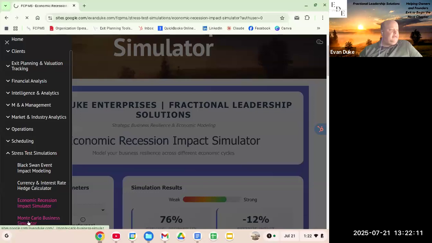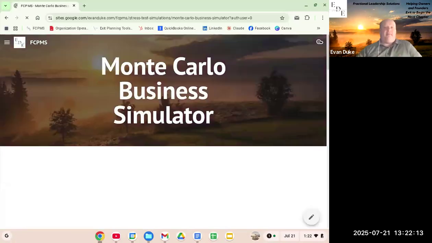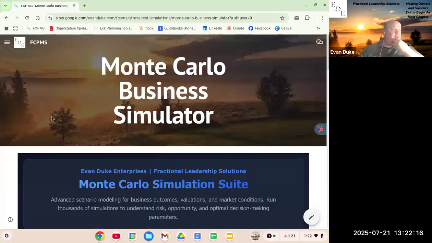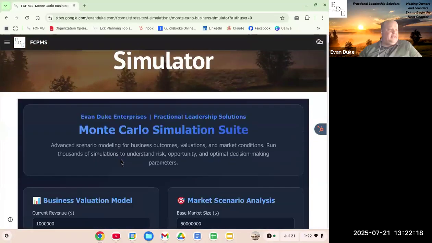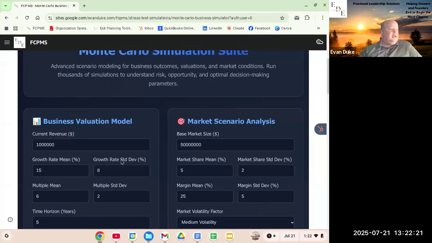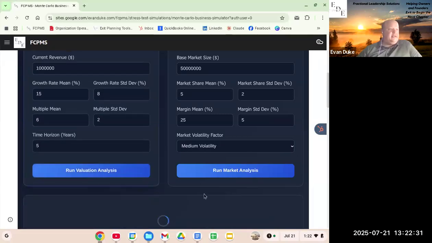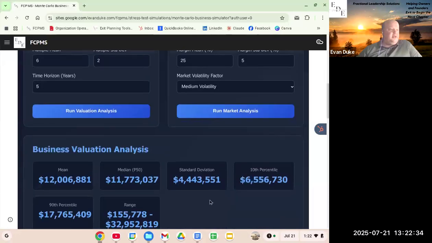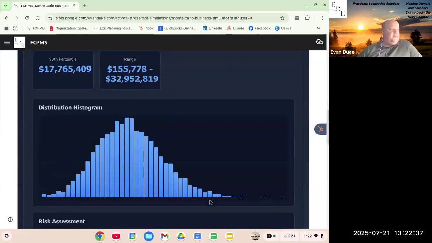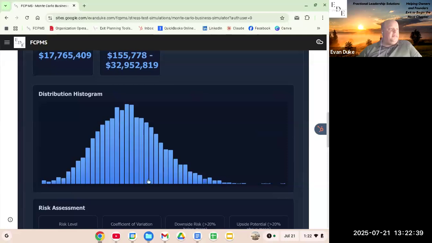Now, the final one of these stress test simulations is the Monte Carlo Business Simulator. These are already pre-populated. What this is going to do is run thousands of simulations. And the valuation analysis is going to show you really what the distribution is in all of the simulations. And what you're seeing here is most of the simulations are in this area.